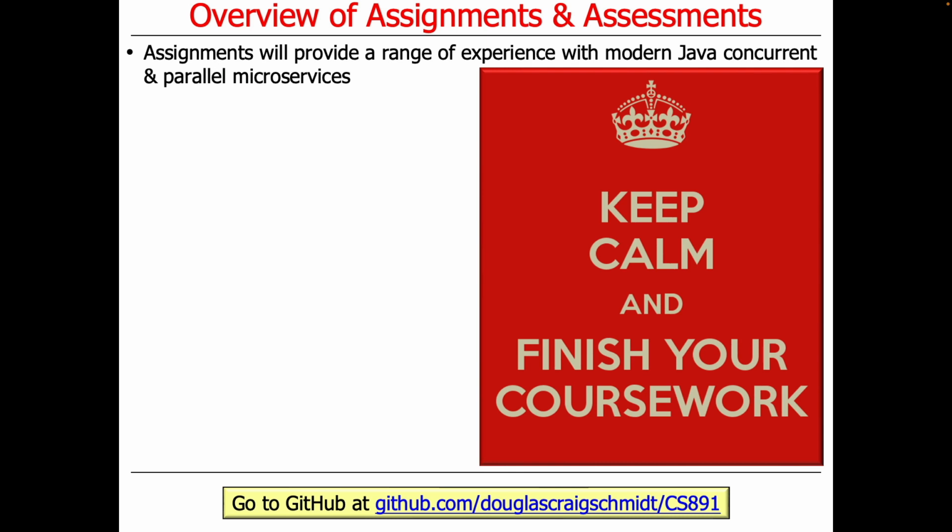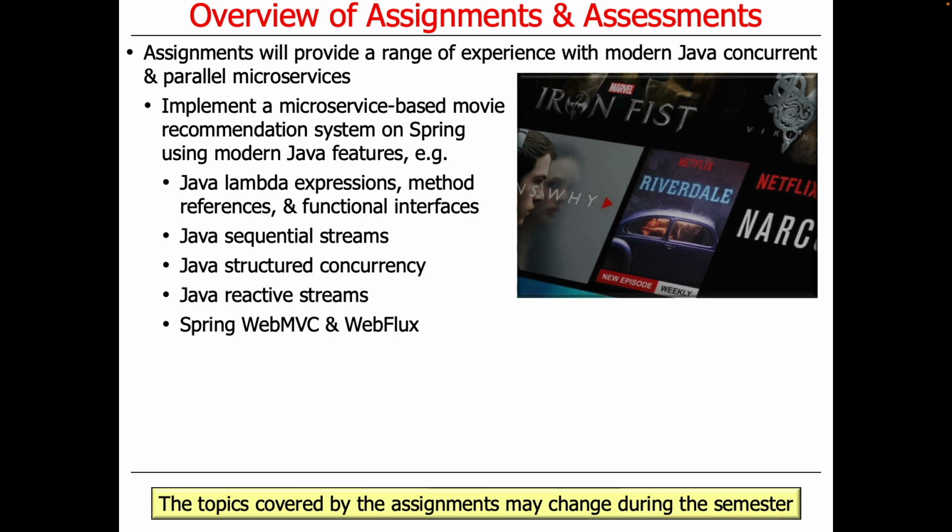The assignments we're going to be doing will provide you with a range of experience with modern Java concurrent and parallel microservices using the Spring platforms as the infrastructure for doing the work. And you'll see that you're going to be implementing a microservice-based movie recommendation system. And I'll show you some examples of this later. It's really cool. And it'll use a bunch of modern Java features. So some of the Java functional programming features, Java sequential streams for a bit of it, Java structured concurrency for a bit of it, Java reactive streams later in the course. And as I mentioned before, we'll be using Spring WebMVC and Spring WebFlux.